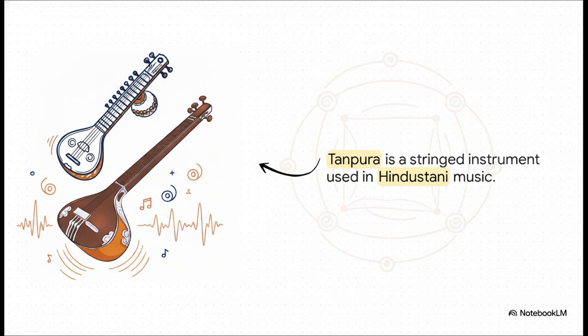Instruments with long necks and resonating chambers like the sitar and the tanpura are literally the backbone of the Hindustani style. The tanpura, for example, provides this beautiful, continuous harmonic drone. It's basically the sonic foundation that the singers and instrumentalists build their entire performance on.